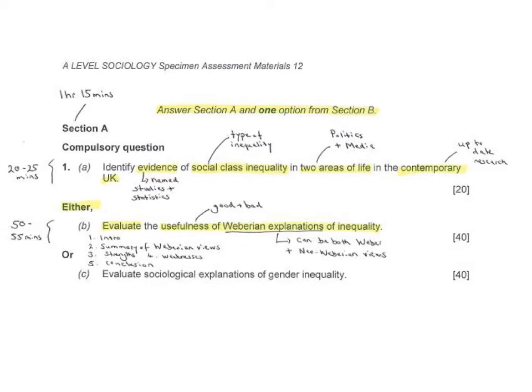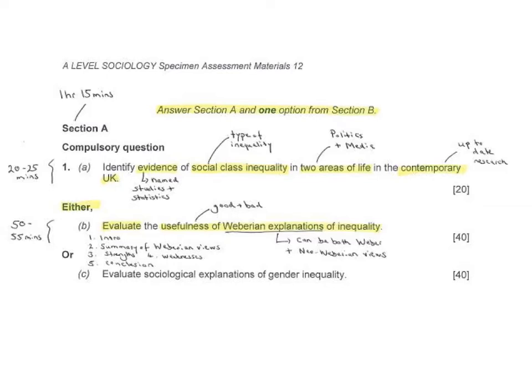Now, if you get a question that's about Weberian explanations, you can focus both on the work of Max Weber, but also it would be a good idea to look at neo-Weberian views within your answer as well. And the same would be true if you got a question on Marxist explanations of inequality, once again, you can look at both the traditional Marxist perspective, but also include some analysis of neo-Marxist explanations in your answer as well.